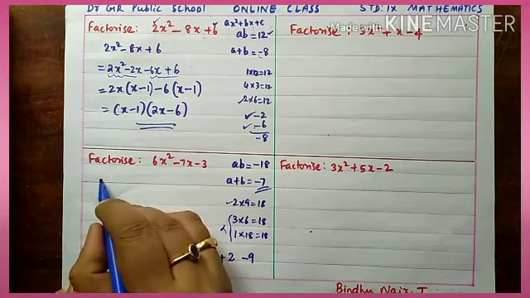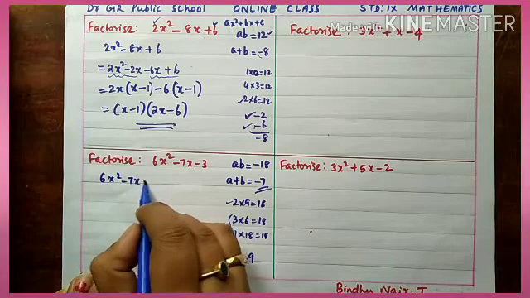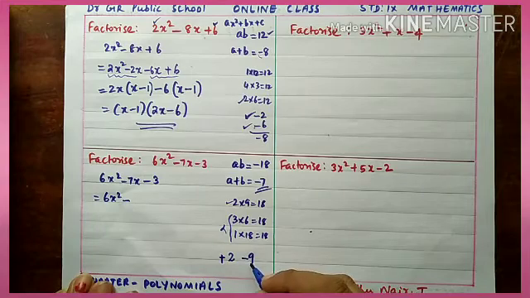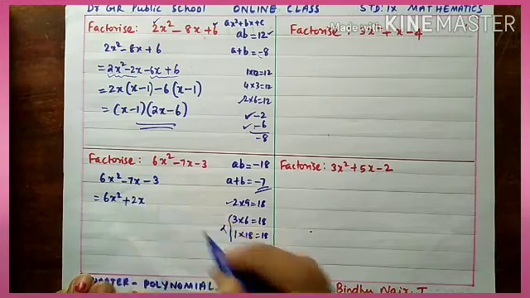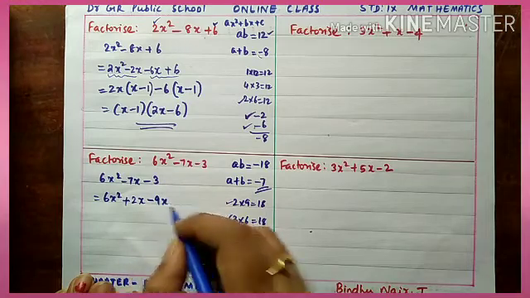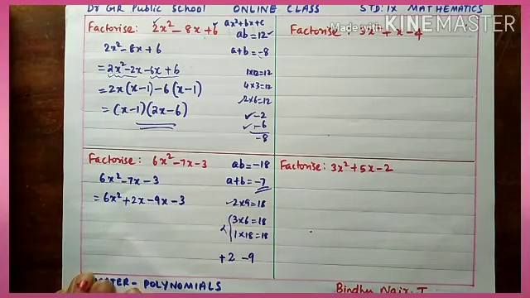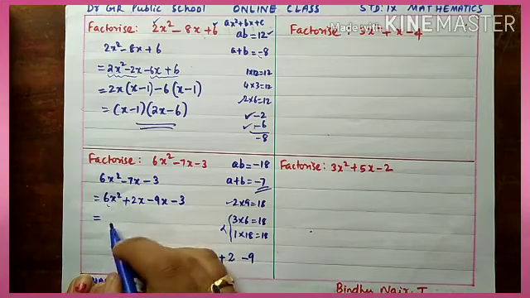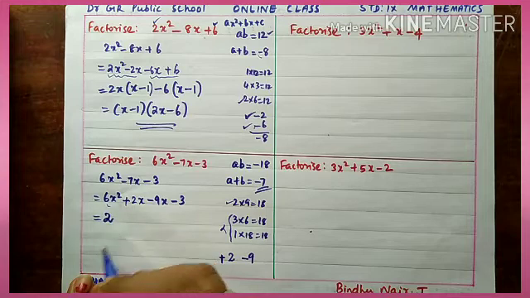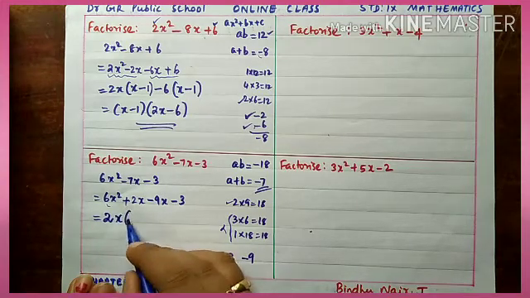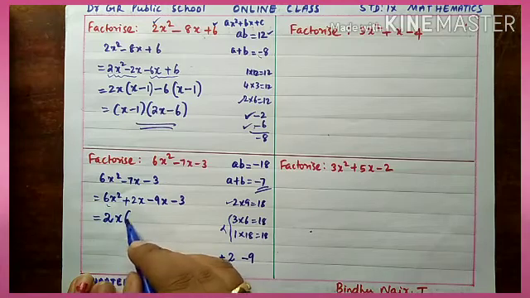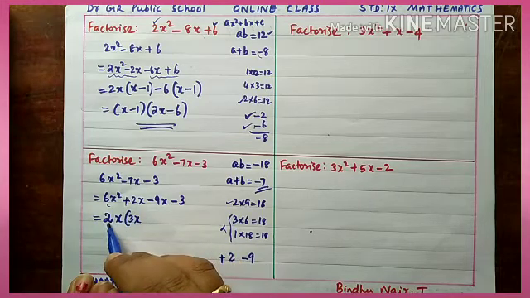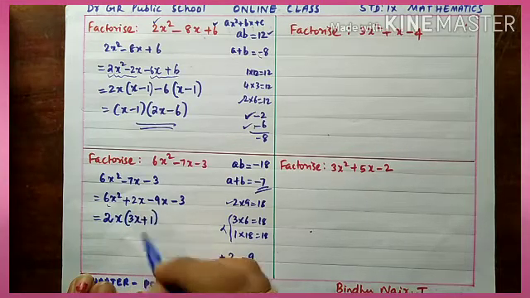So how to write, children? 6x square minus 7x minus 3 equals 6x square, yes, how to write this? Yes, plus 2x and minus 9x. Okay, then the constant term minus 3. Understood? Now we are grouping. So the first two terms, what are they? From 6 and 2 we can take 2 common. x is also common. So the remaining is here, 6 is there, so 2 into 3 is 6, and 1x is balance. Then 2x we have taken out, so there is no number, so 1.